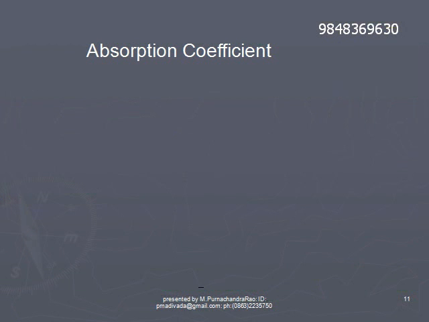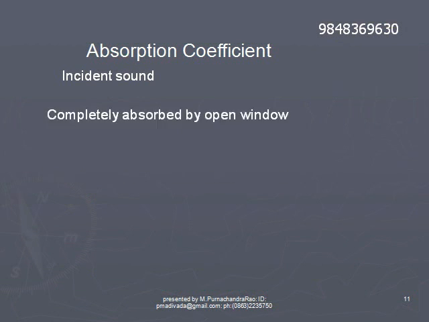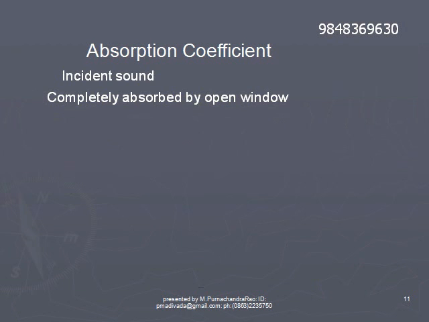The nature of the surface is measured with a quantity known as absorption coefficient. It is the sound absorbing capacity. Generally, we indicate this by a small letter a.